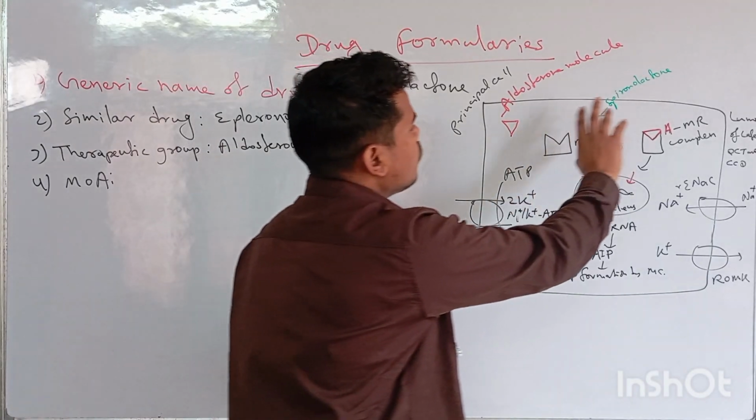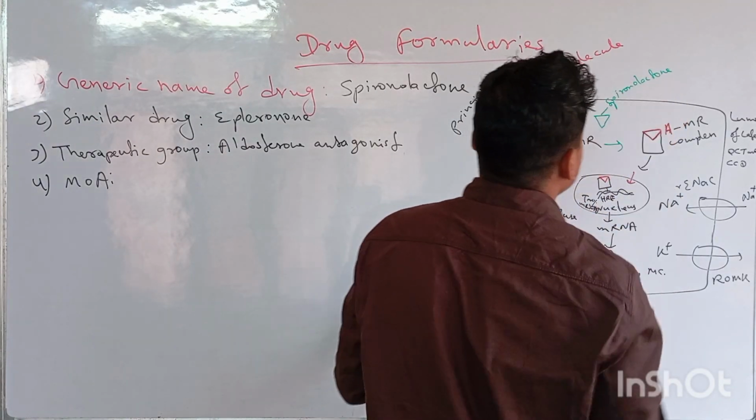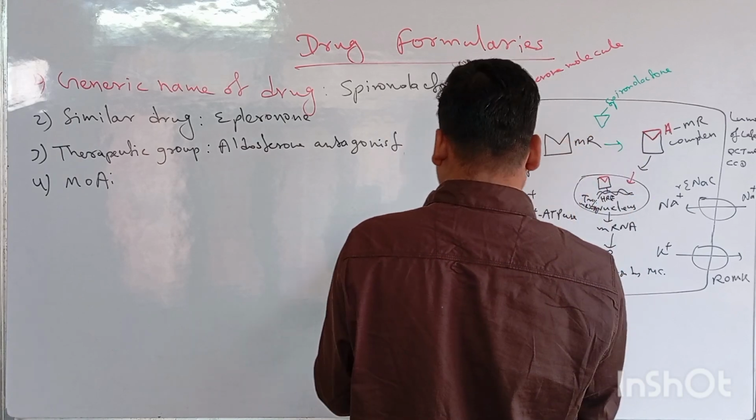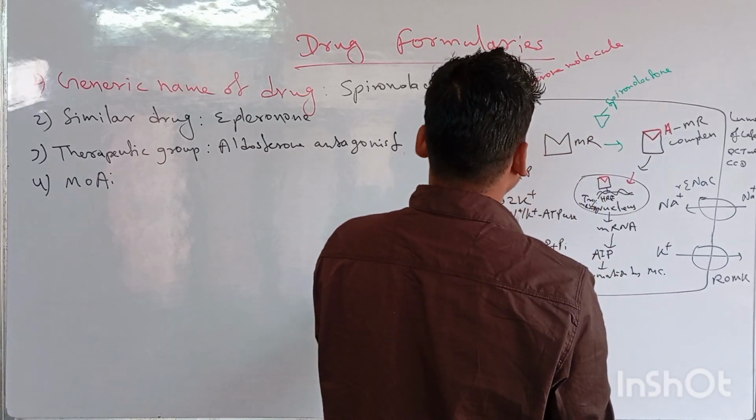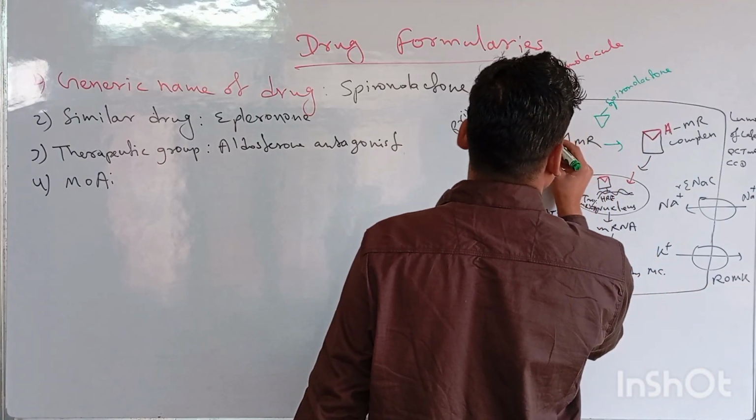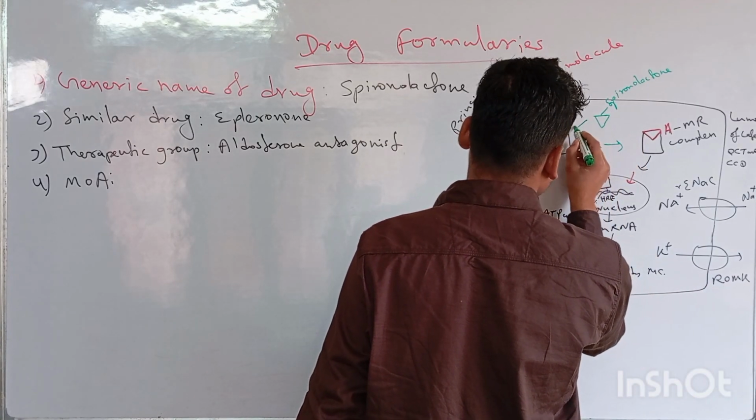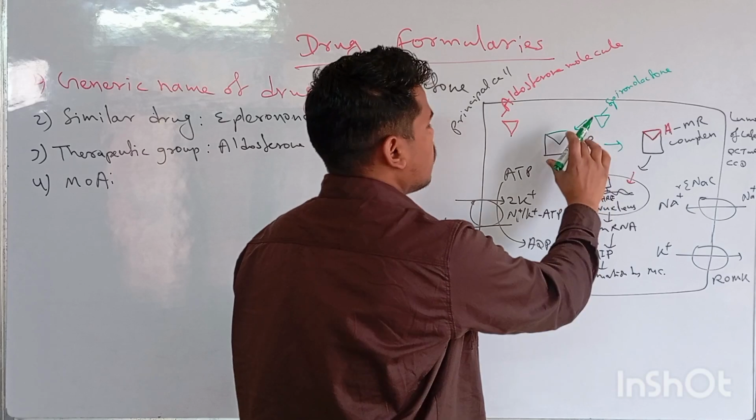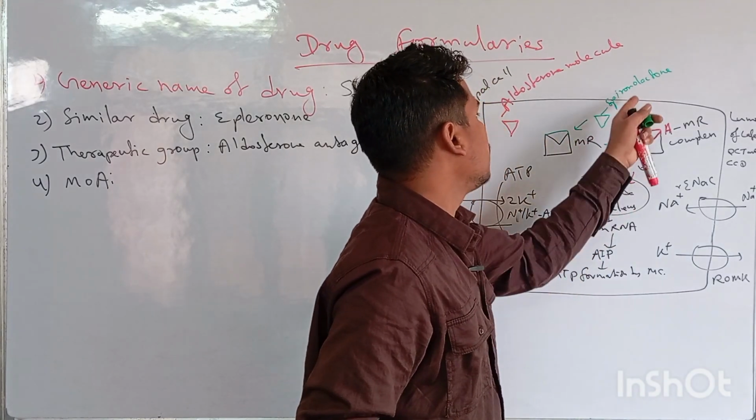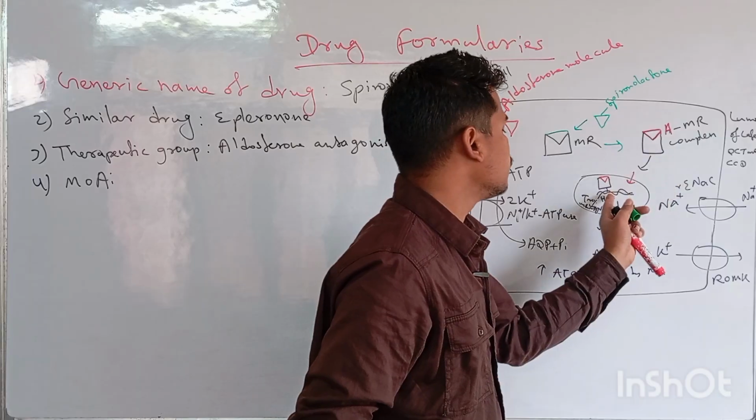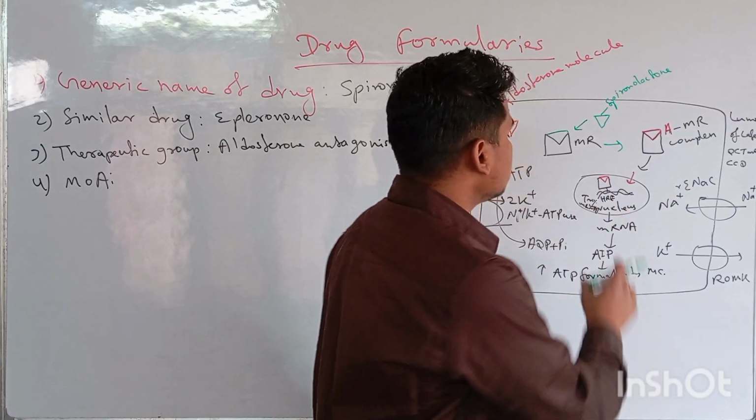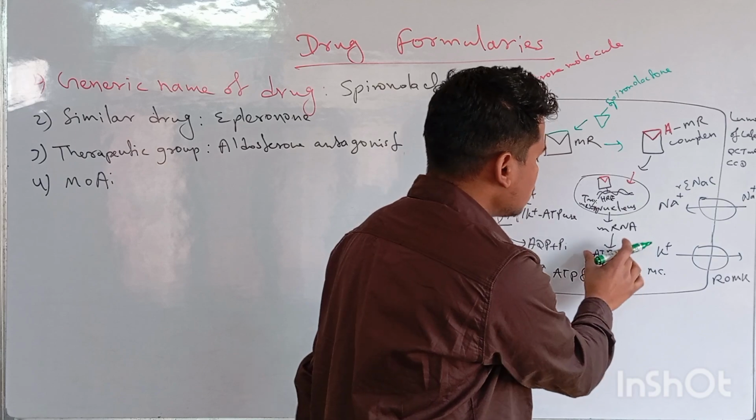Now what will spironolactone do? This spironolactone binds here and replaces the aldosterone. If it binds with spironolactone, this will not induce the hormone response element, and there will be no transcription, no translation, and no formation of the AIPs.